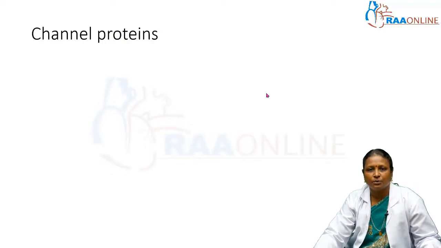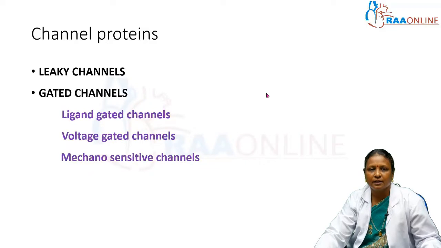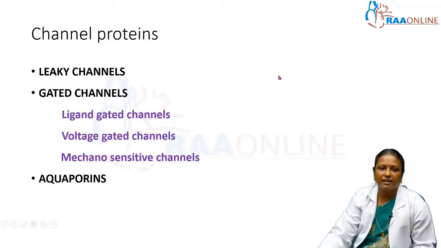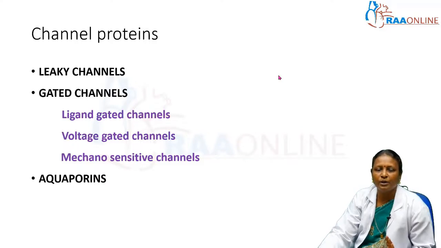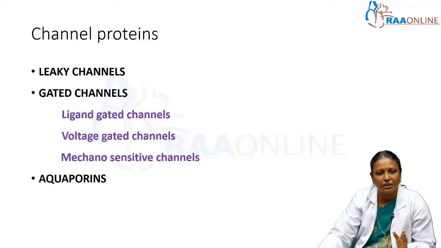Channel proteins are classified as leaky channels, gated channels and aquaporins. The leaky channels are the ones which are open throughout. The movement of ions across these channels will be there continuously. These channels are not closed and they are open throughout.